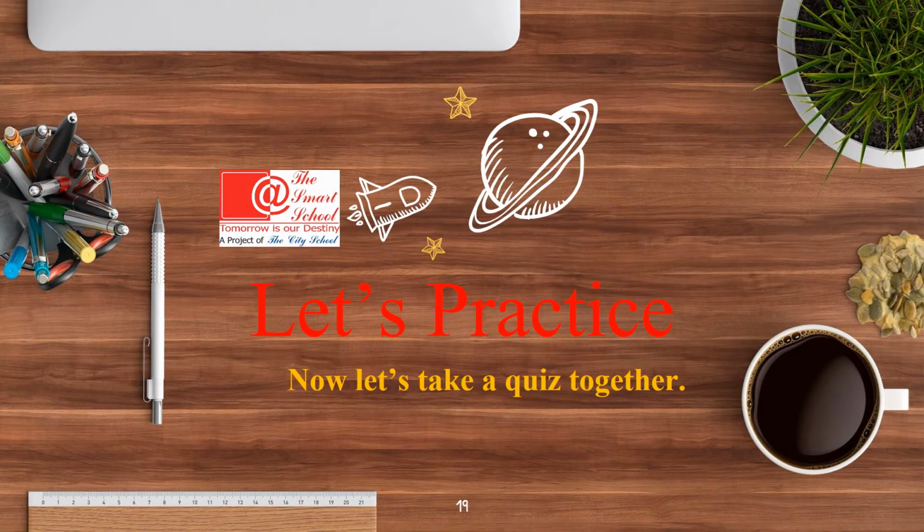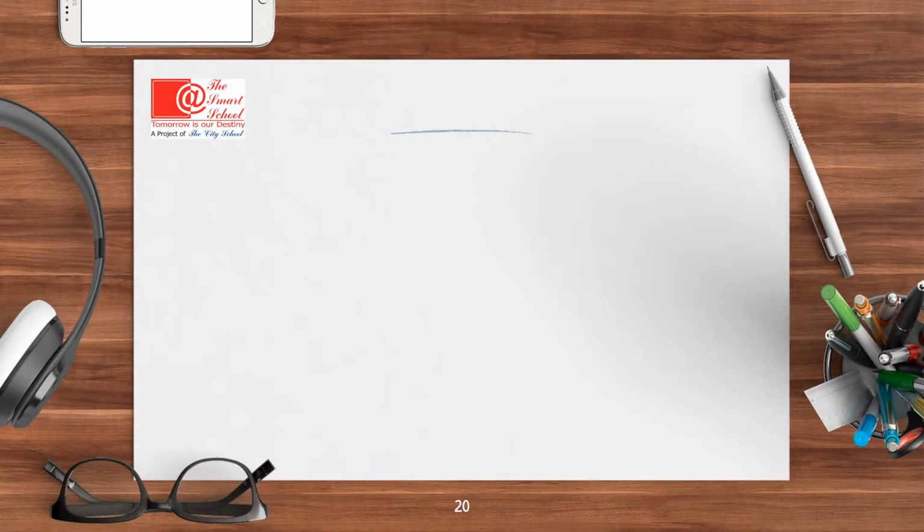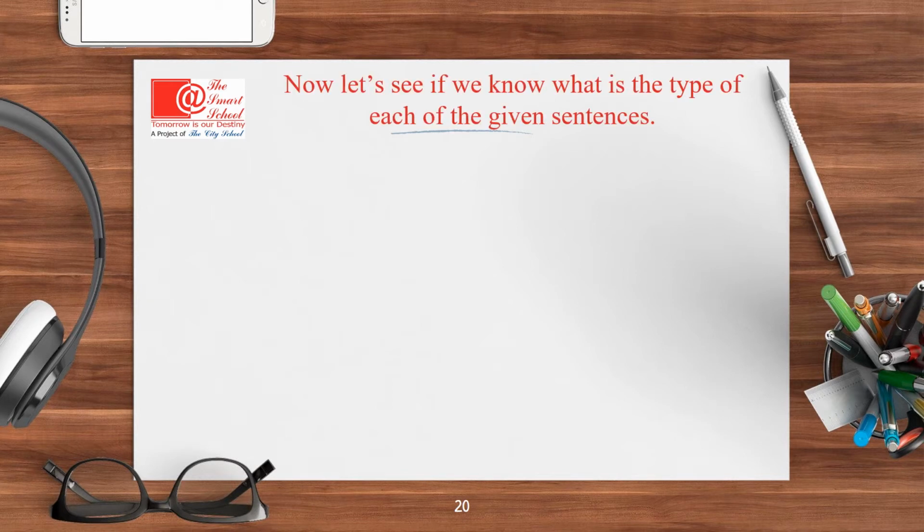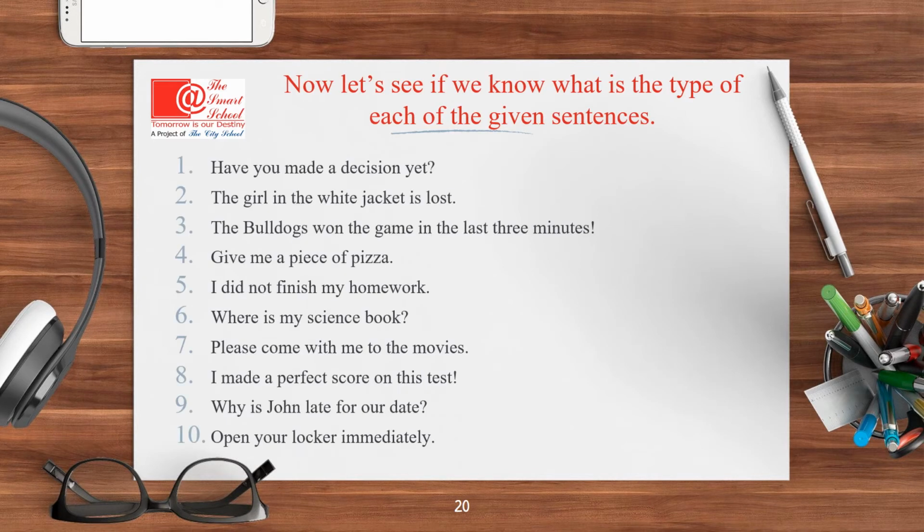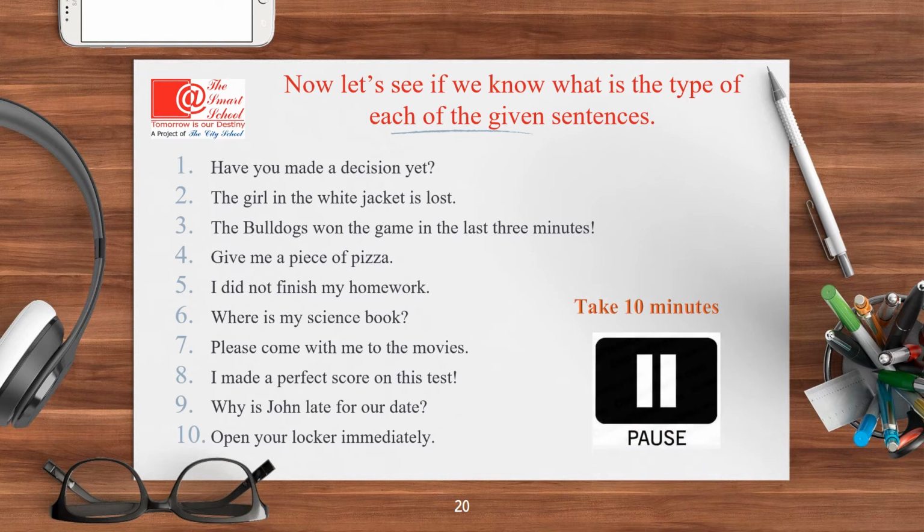Now that we know all the four types of sentences, let's practice. Now let's take a quiz together and see whether we can recognize all these different types or not. Now let's see what is the type of each of these given sentences. Take 10 minutes and pause the video over here. Because if you are going to jump to the answer part of the video, then that would be cheating. And we do not want to cheat. So pause the video here and take 10 minutes.